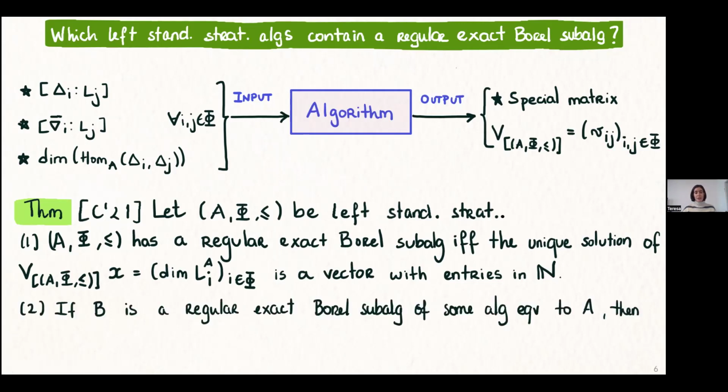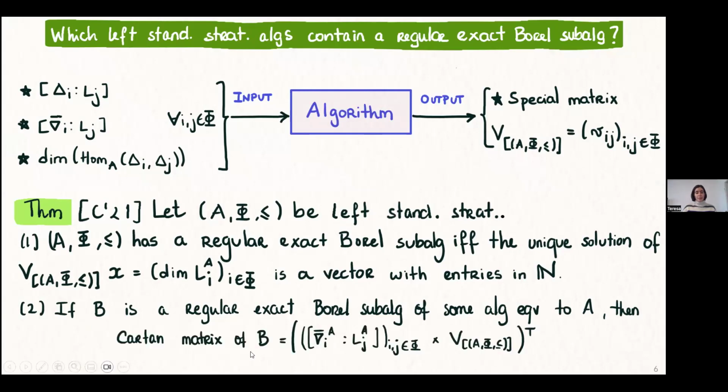Moreover, the matrix V can be used to compute the Cartan matrix of regular exact Borel subalgebras. Namely, if B is a regular exact Borel subalgebra of some algebra equivalent to A, then the Cartan matrix of B is given by the transpose of this matrix multiplication over here. And now for ease of reference in the next slide, we shall denote this matrix multiplication over here, which is then transposed, by CB of A.